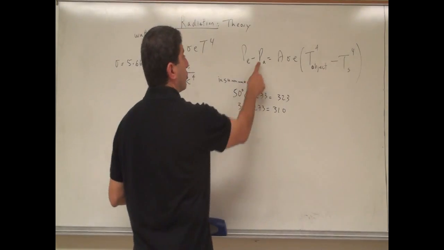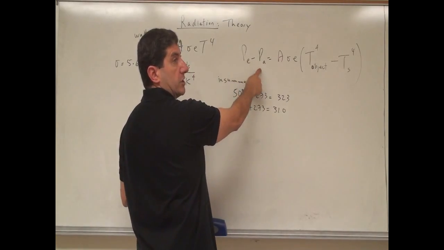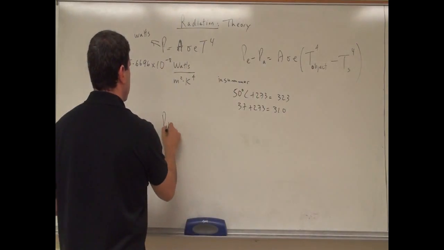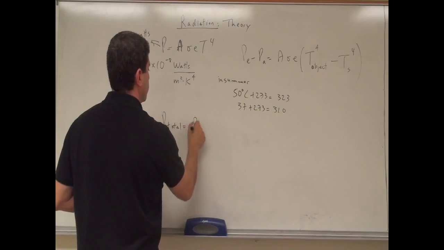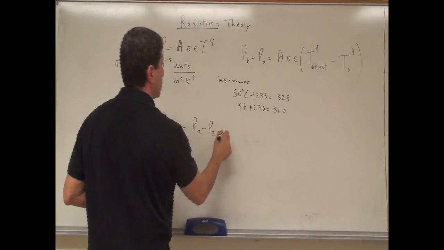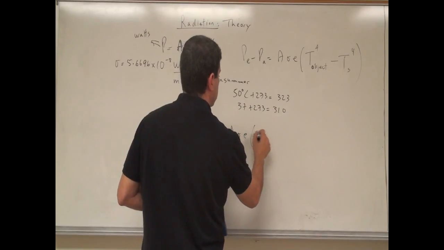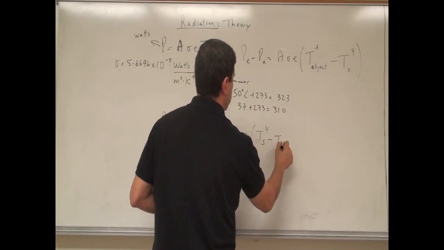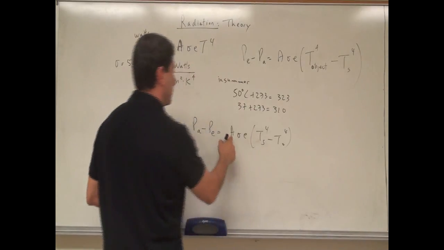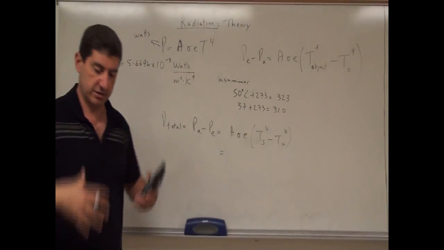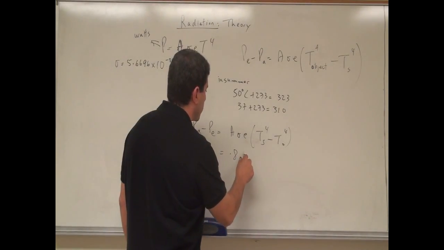So that means the power absorption is going to be larger than the power emission. So we can say P total is equal to P absorbed minus P emitted. So it's going to be A sigma E times T surrounding to the fourth minus T object to the fourth, right? The A will be the surface area. A human is 0.8 meters squared.